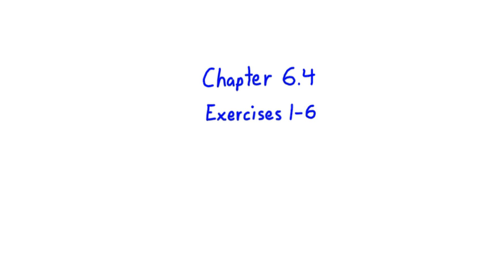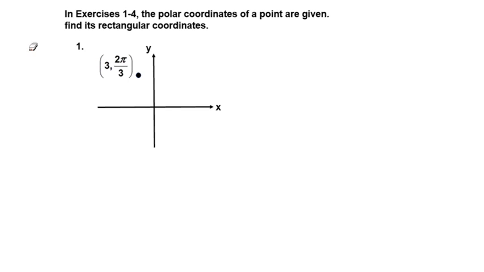This is chapter 6.4, exercises 1 through 6. This section 6.4 of the book has to do with polar coordinates, graphing polar coordinates, and so forth. And in this exercise set, 1 through 4, the polar coordinates of a graph are given.